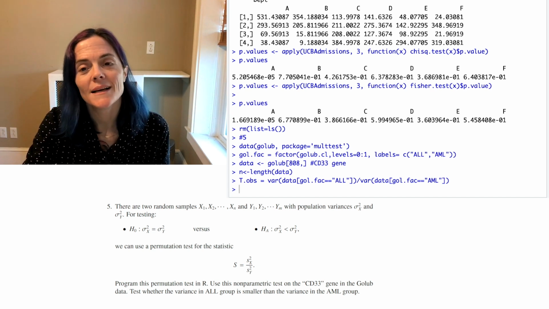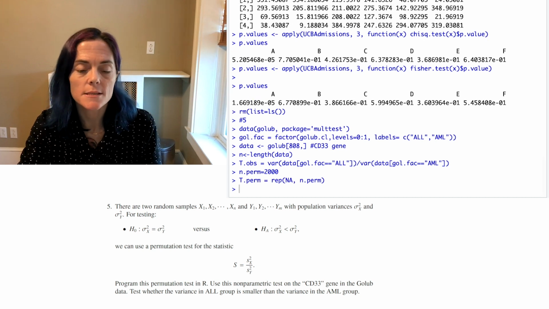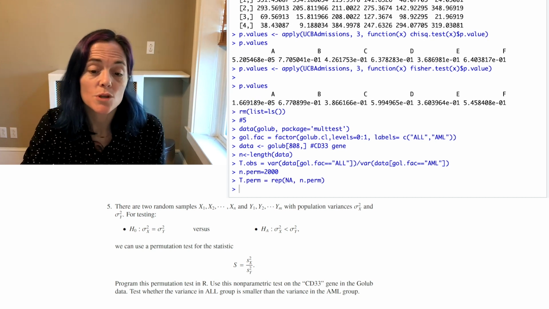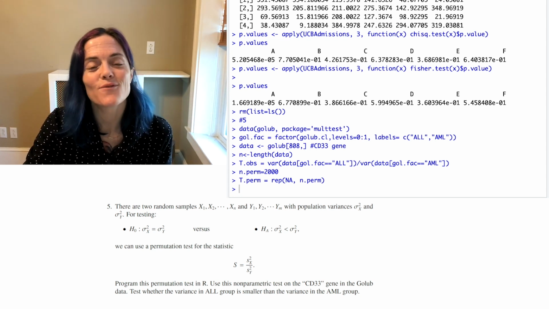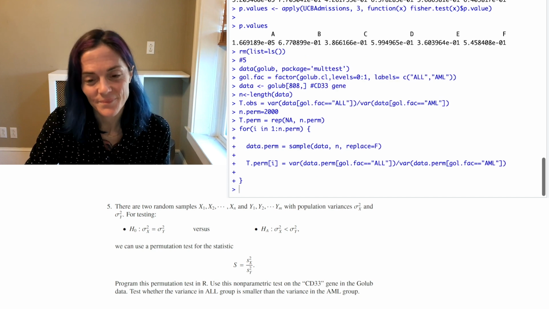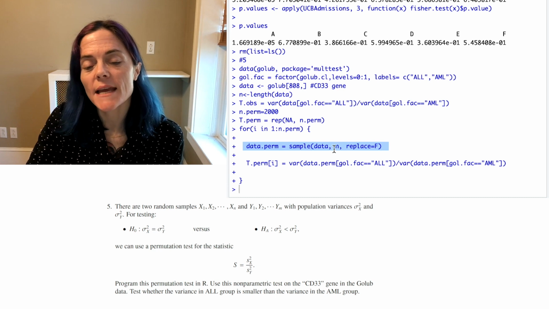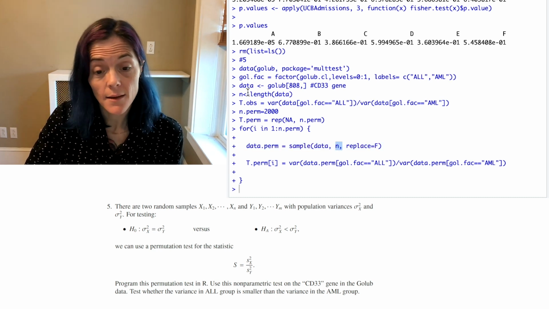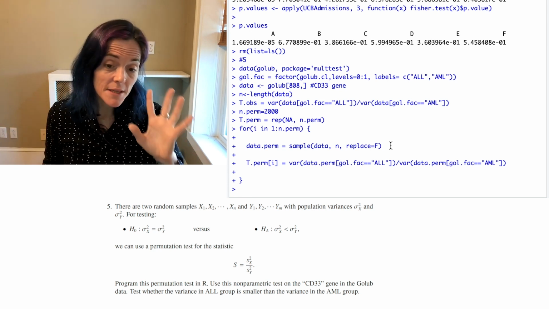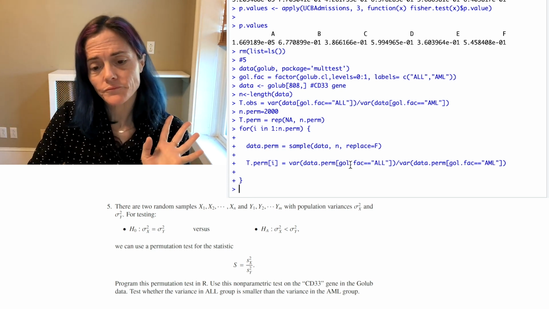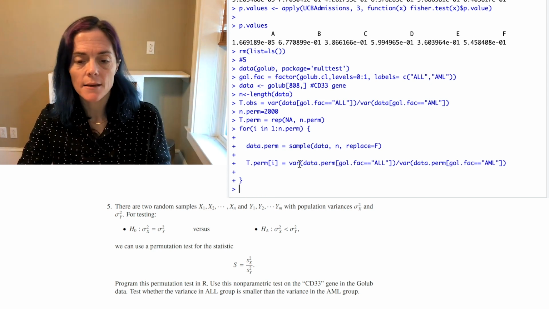Now is when I can start doing my permutation test. So we will do 2,000 permutations. First, let me just have this empty vector where I will store all of my observed statistics. And then I have this for loop. Here, this data.perm is some permutation of our data. You see it has the same length as our data, and then it's just some reordering of the data. Okay. Then, for this reordering, I calculate this statistic.